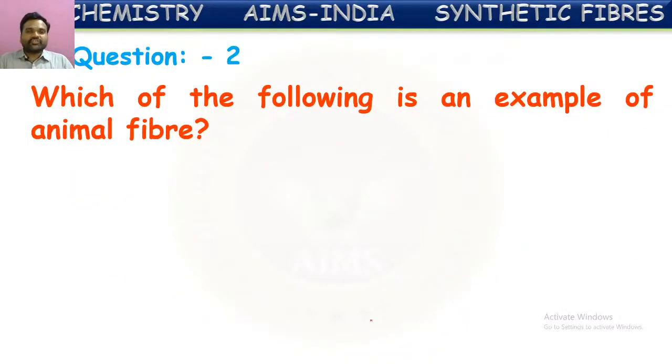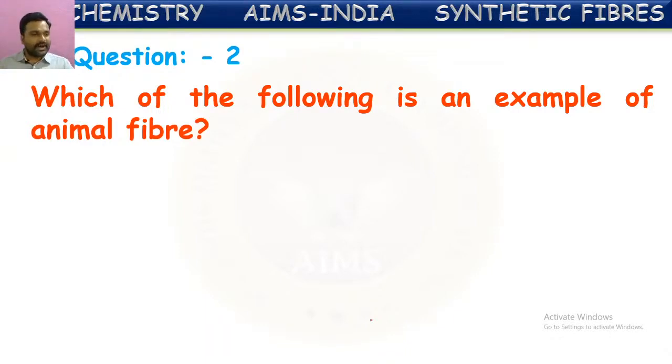Next question, which of the following is an example of animal fiber? While discussing natural fibers, we said natural fibers are the fibers obtained from natural sources like animals and plants. Based upon the source, these are classified into two types: animal fiber and plant fiber. If the fiber is obtained from animals, it is called animal fiber. If the fiber is obtained from plants, it is called plant fiber.